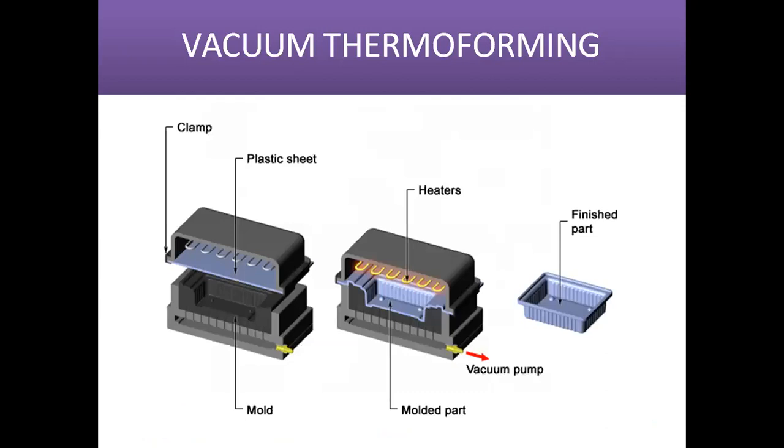Next, here is the three-dimensional view of a vacuum thermoforming process. These are the clamps, this is the plastic material, these are the heaters, and then this is the mold, this is the vacuum pump, and this is the finished product after the end of the process.